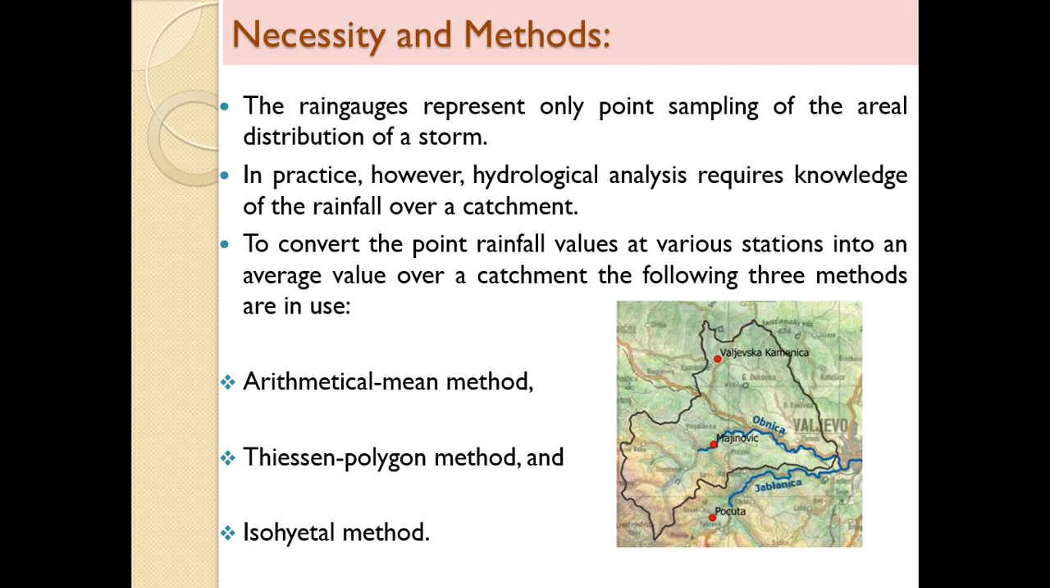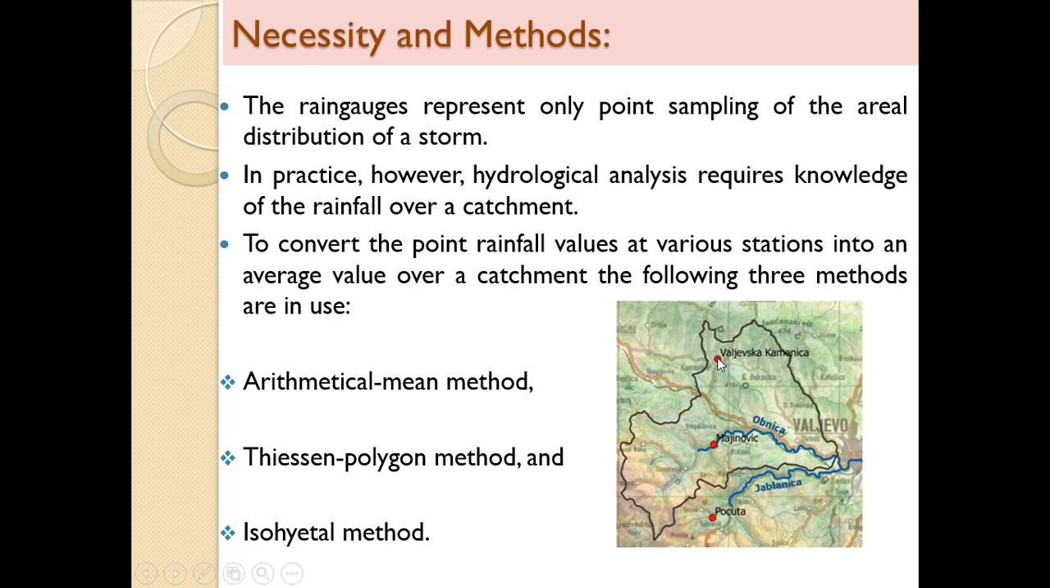The rain gauges represent only point sampling of the areal distribution of a storm. In practice, however, hydrological analysis requires knowledge of the rainfall over a catchment. So these rain gauge stations show only point rainfall. In this area there will be precipitation and it will be represented, but only by the point sampling.